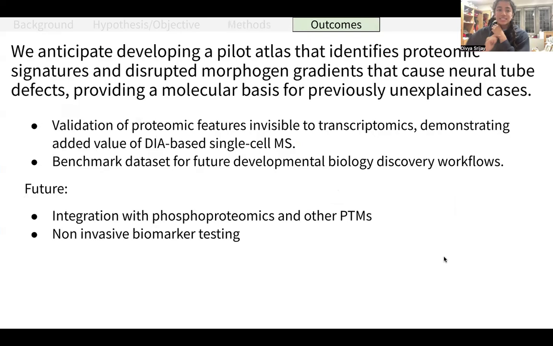So ultimately, we anticipate developing a pilot atlas that identifies proteomic signatures and disrupted morphogen gradients that cause neural tube defects, and provide a molecular and mechanistic basis for previously unexplained cases of these diseases. In future work, we can expand this platform to different PTMs. We can also study other developmental biological workflows. And finally, we can even potentially identify biomarkers that can be used to detect these defects earlier on in pregnancy using less invasive and less costly methods.